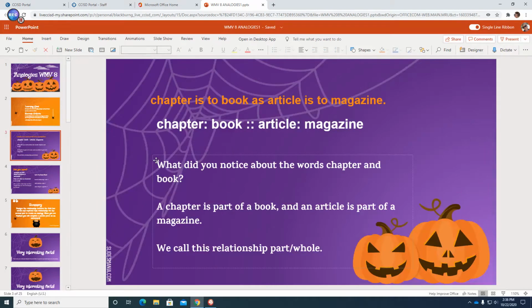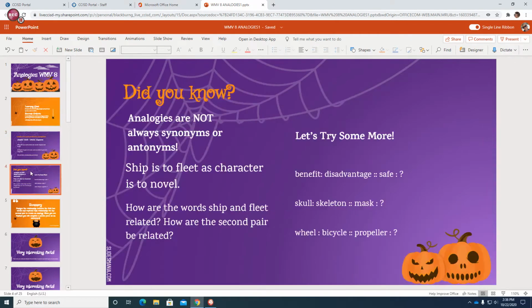What did you notice about the words chapter and book? Chapter and book, the first two words. Well, a chapter is part of a book, and an article is part of a magazine. We call this relationship part whole. Okay, let's look at some more.